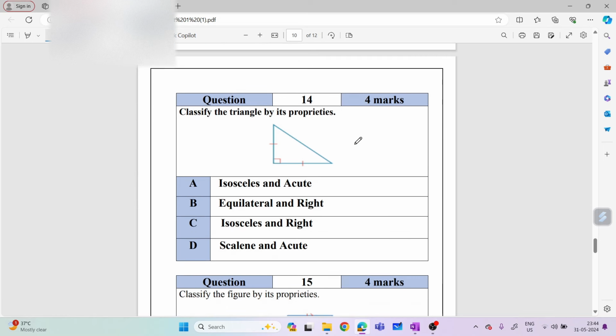See here. Classify the triangle by its property. You see one angle, this square means 90 degrees. So this is a right angle, this is a right. Both are answers. This is not the right answer. There are two right answers. That means it cannot be two right, there will be only one. So you have to see the second thing. These are the sides. Two sides are equal means isosceles. Therefore the answer is C.